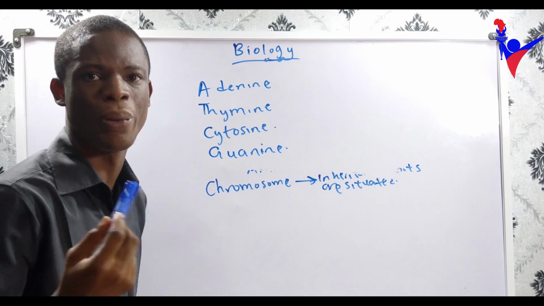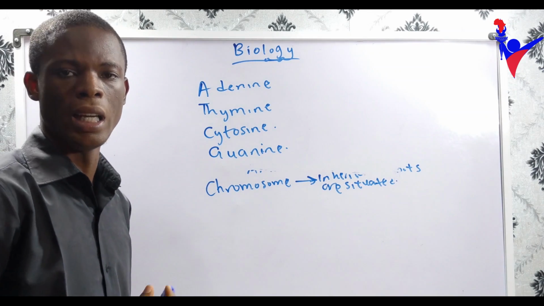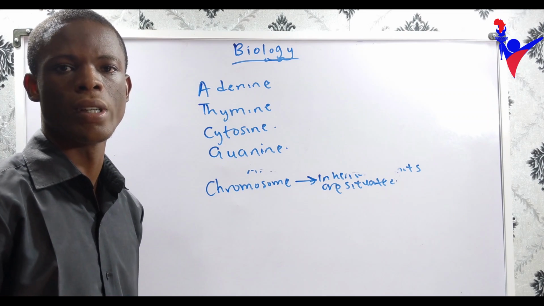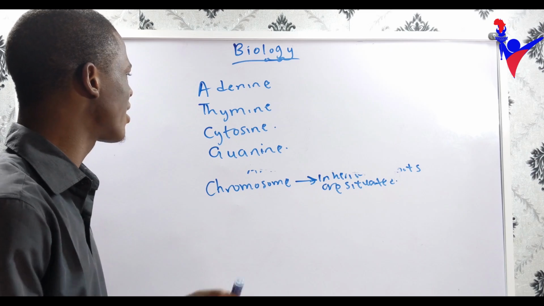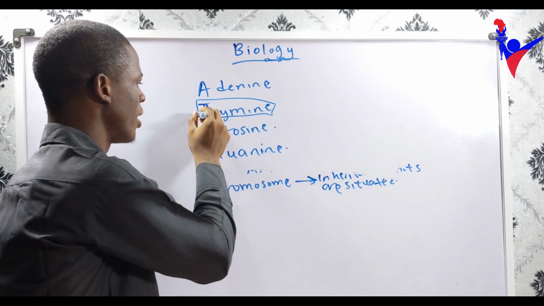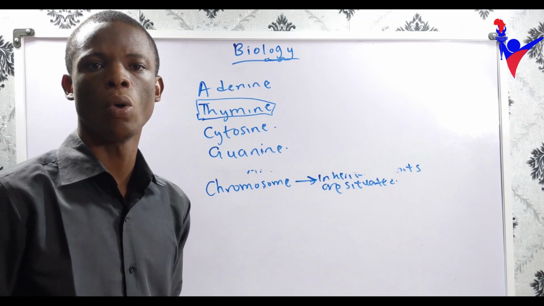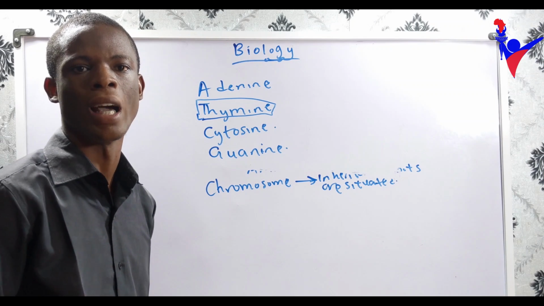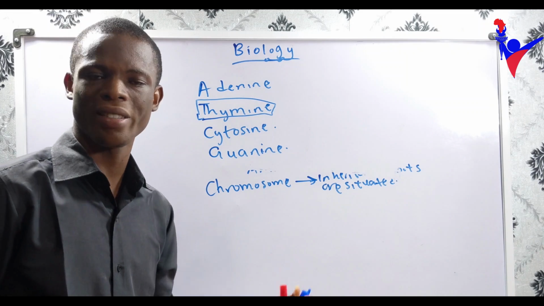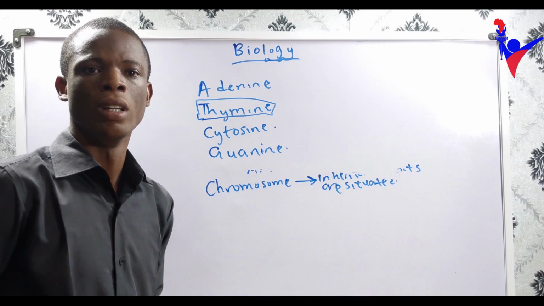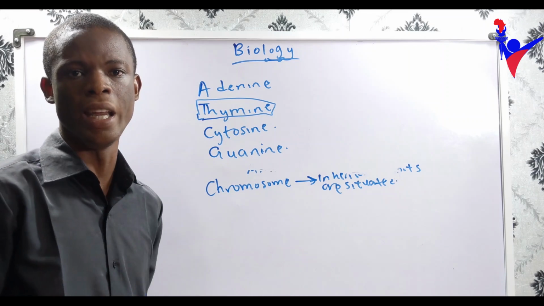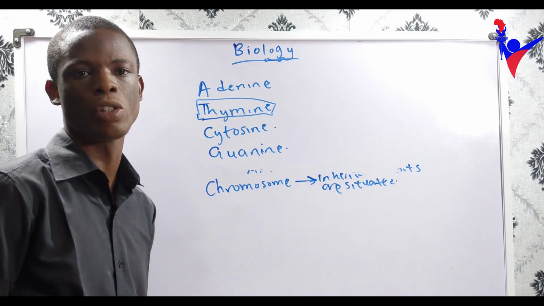All these are the bases that are found in the DNA. To take note, DNA has thymine as its base compared to an RNA strand. An RNA has uracil, which is substituting for thymine in a DNA strand.